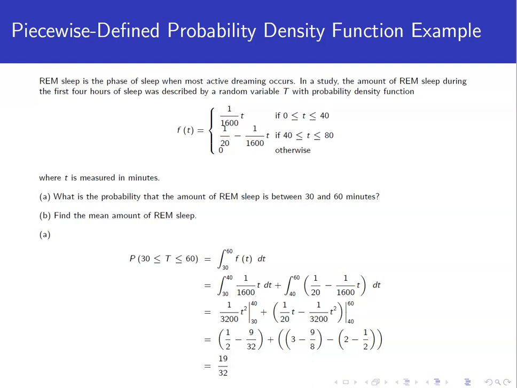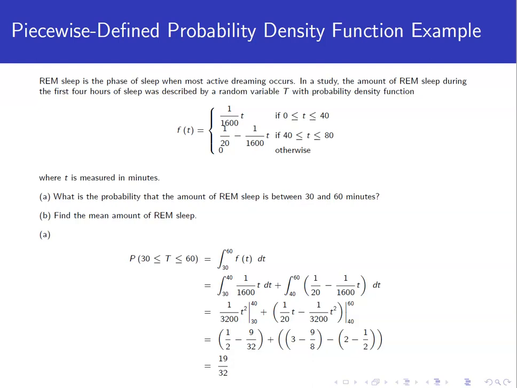So it's defined as 1 over 1600 t, where t is between 0 and 40, and 1 over 20 minus 1 over 1600 t if t is between 40 and 80. So the first part asks us to find the probability of the REM sleep being between 30 and 60 minutes, and the second part asks us to find the mean.